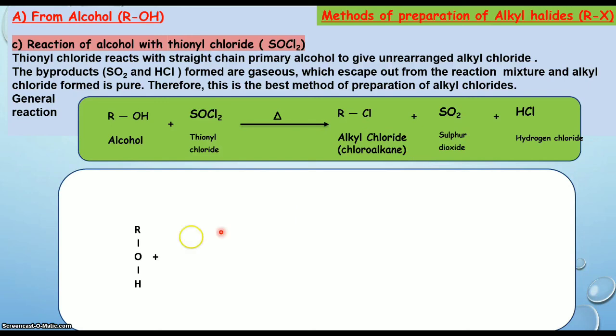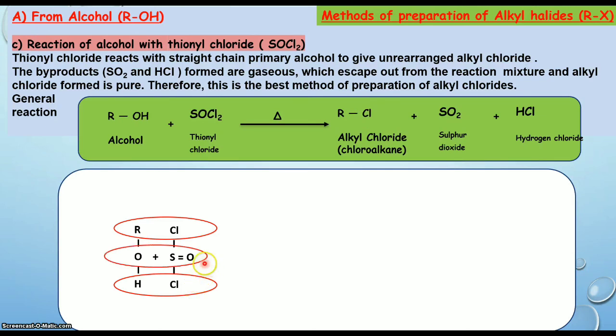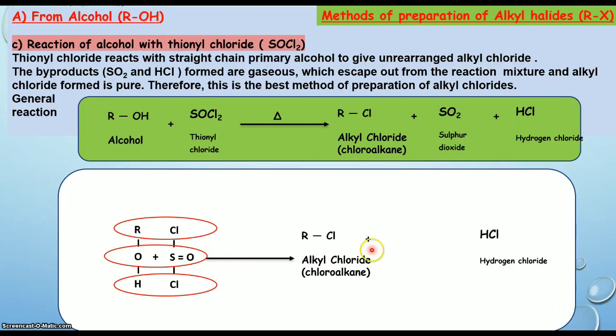Here is the simple trick to understand how to get product from the reactant. This is alcohol and this one is thionyl chloride. So here is our first product, that is alkyl chloride, hydrogen chloride, and the next product is sulfur dioxide. So this is the simple trick to understand how to get product from the reactant, but mechanism will be the best source to understand the chemistry behind each reaction.